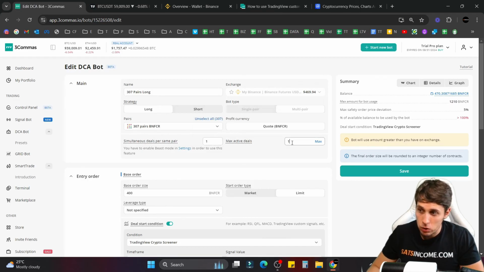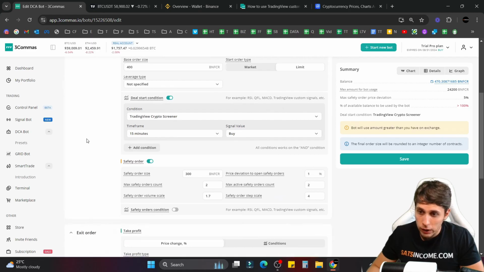Max active deals. What you have to select here is the number of pairs that your bot is gonna be trading. So if your bot is trading 20 pairs, you will select here 20 max active deals. Because if you select 10 and your bot is trading 20 pairs, well, guess what? The bot will open only up to 10 active deals. And in situations where you have more signals and more trades running simultaneously, the bot is not gonna open it, right? So this number should be always the same as your number of pairs.